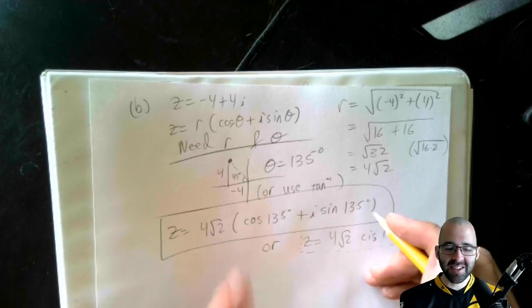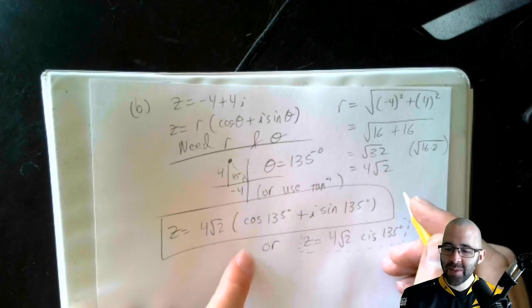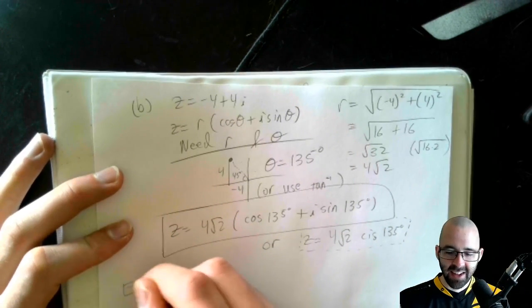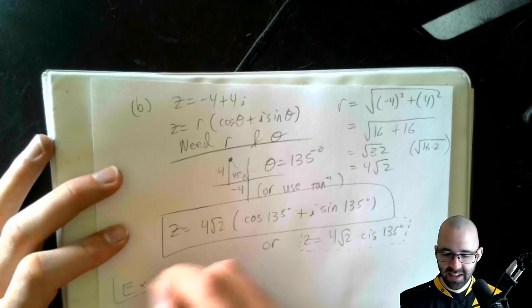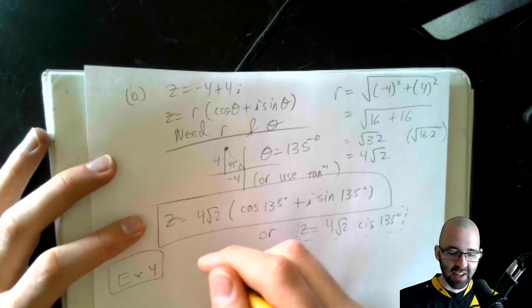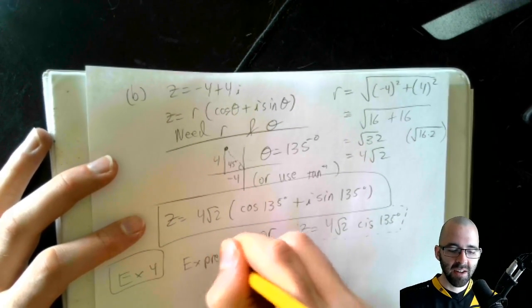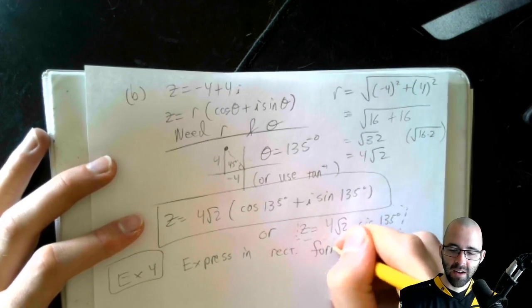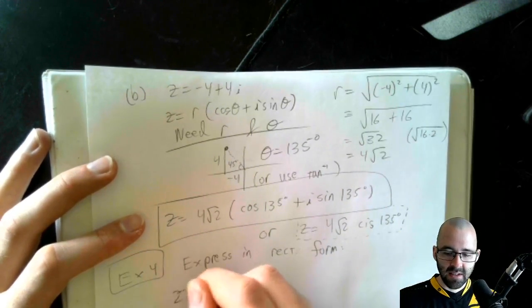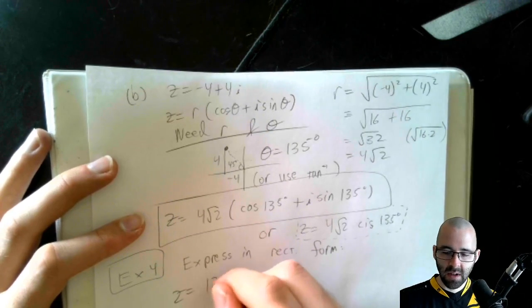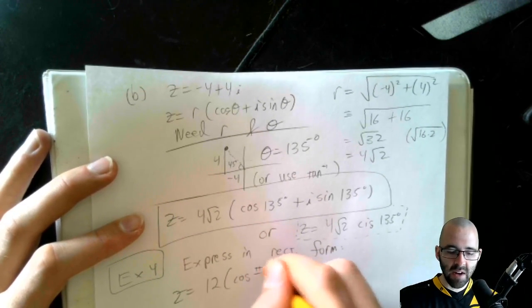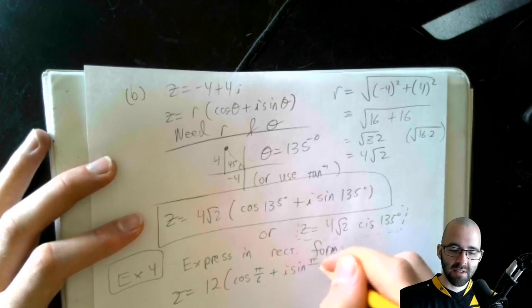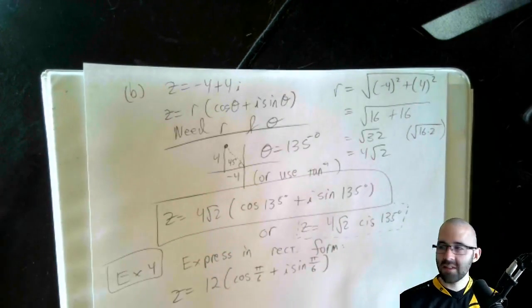And again, we don't want to simplify this. And now I'm going to show you why we don't want to simplify it, with example 4. All right, express in rectangular form. z is equal to 12 times the cosine of pi over 6 plus i times the sine of pi over 6. So this is in polar form.